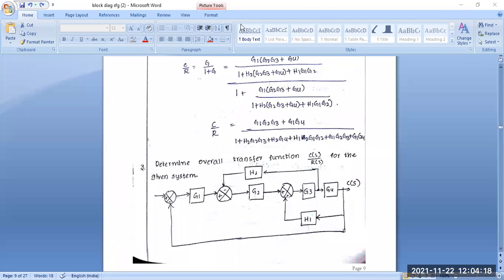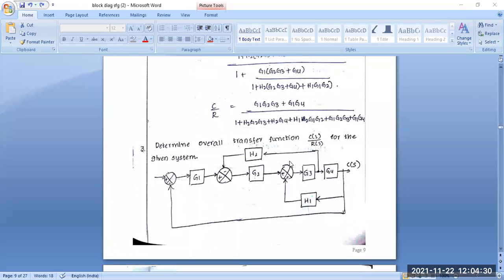Then you have to evaluate the reduction technique step by step, and then calculate the transfer function. Here you can see another example. You will be given this type of question: determine the overall transfer function. We have to know what a transfer function is. Transfer function is the ratio of the output to the input, that means C(s) by R(s) for the given system.